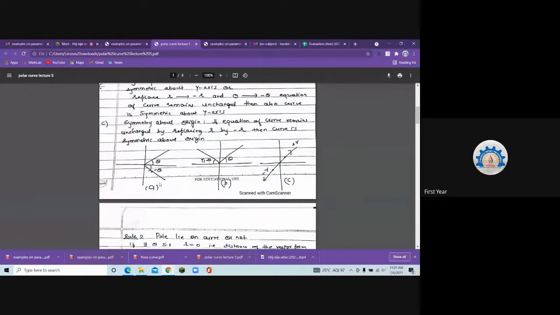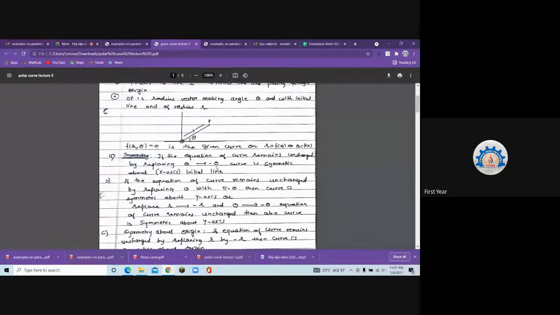ठीक है, तो अगर थीटा को माइनस थीटा से रिप्लेस किया और आपका कर्व वैसे का वैसे ही रह रहा है, that means the curve is symmetric about initial line, that is x-axis. Okay. Yes or no? Yes, ma'am. Okay, fine.